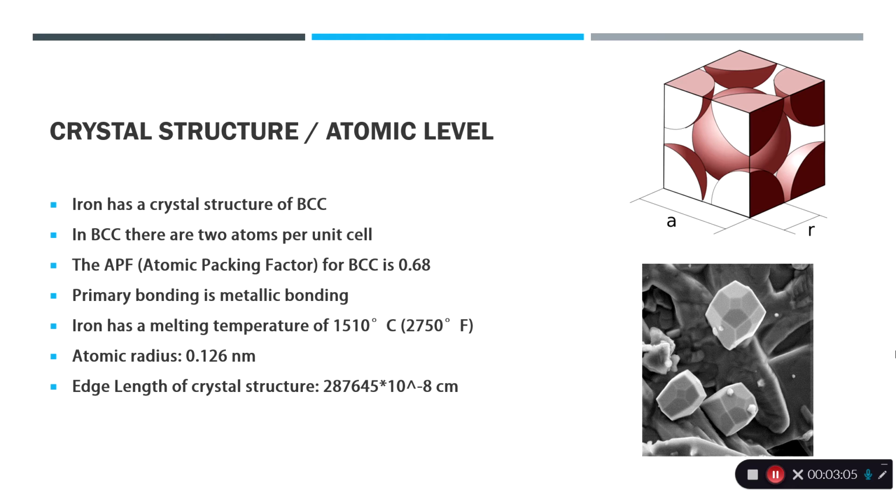Also, iron has an APF, or atomic packing factor, of 0.68, considering that it has the body-centered cubic crystal structure. Iron's primary bonding is metallic bonding, considering that it is a metal. Iron has a melting temperature of 1,510 degrees Celsius, which converts to 2,750 degrees Fahrenheit. Iron's atomic radius is 0.126 nanometers. If you look, the other image on the slide is a scanning electron microscope image of iron. Iron's crystal structure has an edge length of 287,645 times 10 to the negative 8 centimeters.